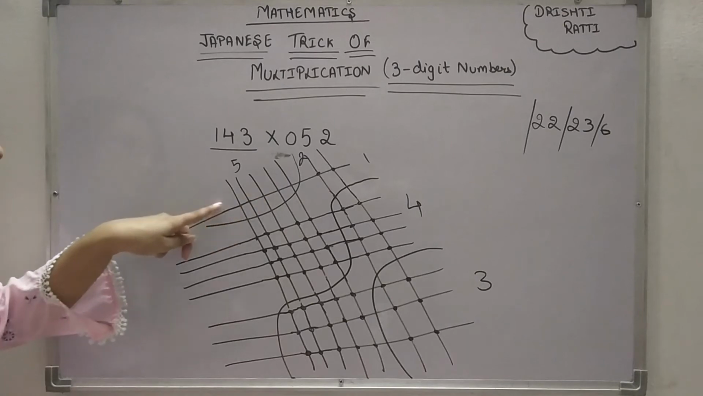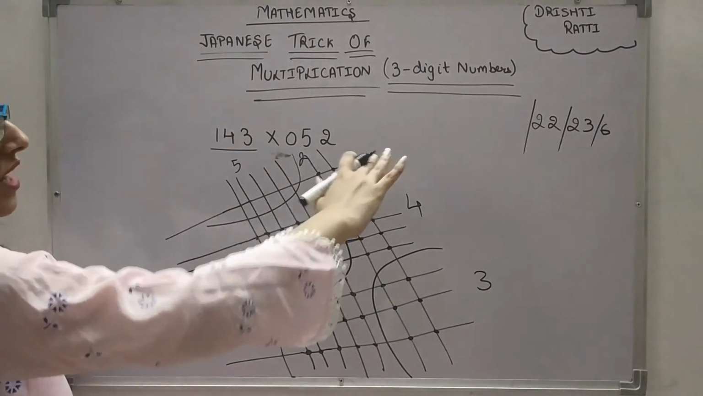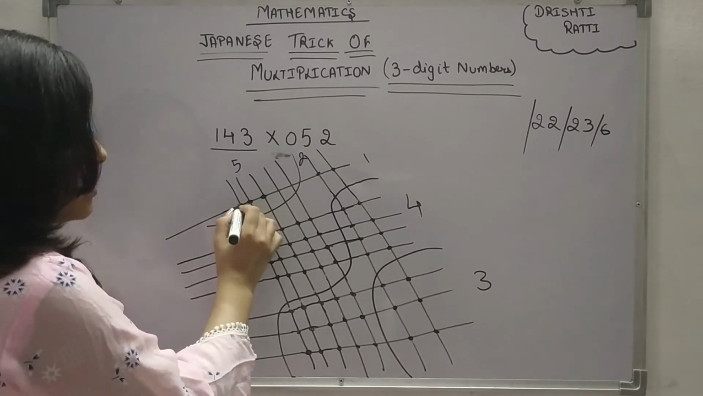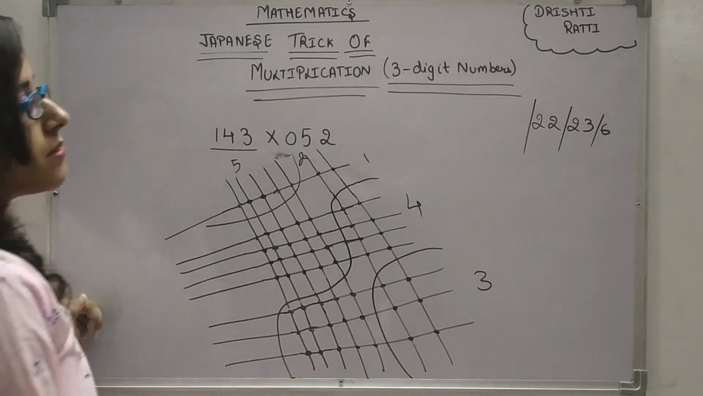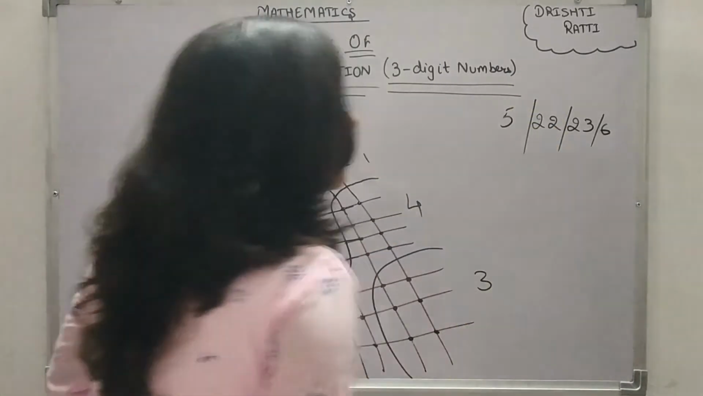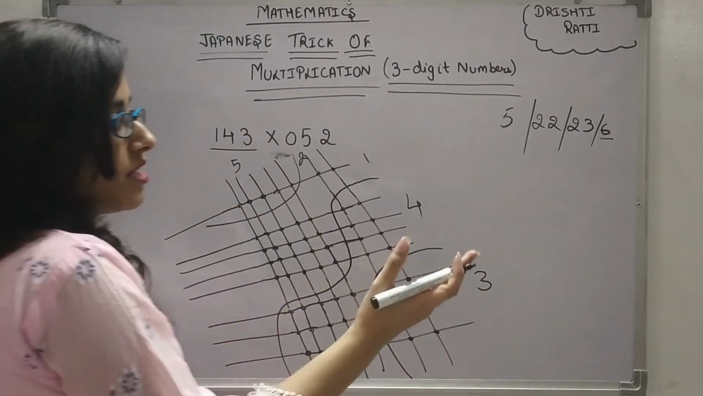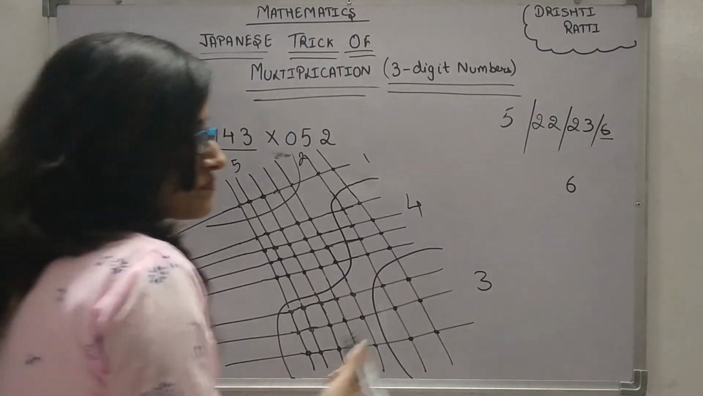Next one. Count the intersecting points coming in between this. You can see 5 lines over here and 1 line this way. So 5 intersecting points: 1, 2, 3, 4 and 5. So let us write the number 5 this way. You can see this is a single number, a 1-digit number only. So I will write the number 6 as such.